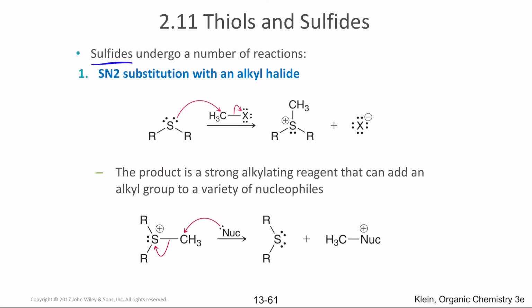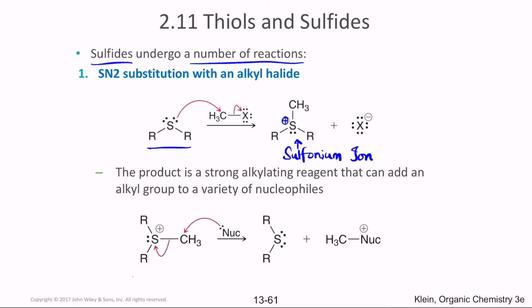So sulfides also undergo a number of reactions. The first thing that they can undergo is a substitution reaction with an SN2 mechanism with an alkyl halide, where they end up bonding and forming the sulfonium ion.